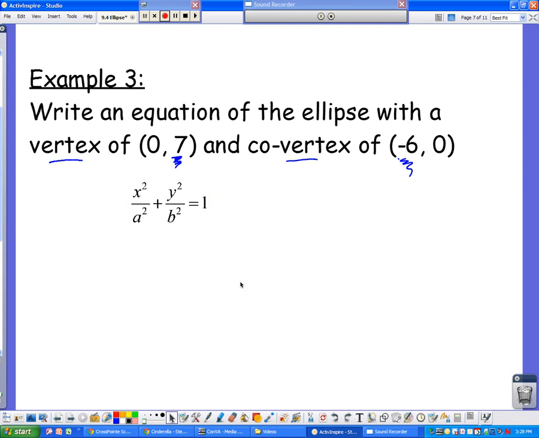for an ellipse, since this is in the y spot, I'm going to square 7, so 7 squared gives me 49, and put it under the y. Here, since this one's in the x spot, I'm going to put it underneath the x, -6 squared, which is going to give me 36, and I'm putting it above the x squared. And just make sure it equals 1. Okay?